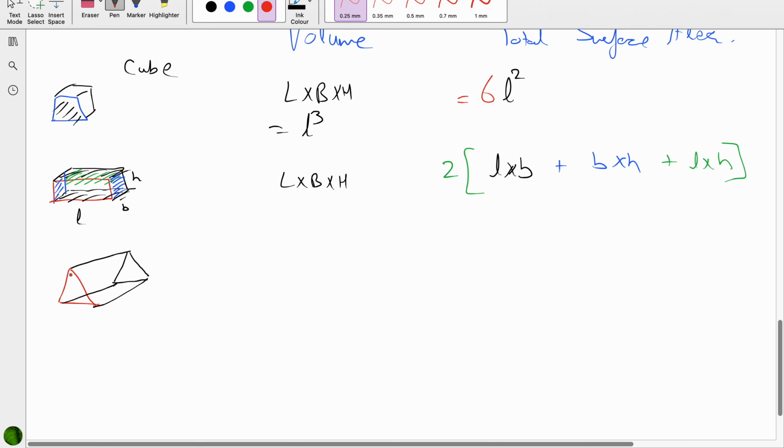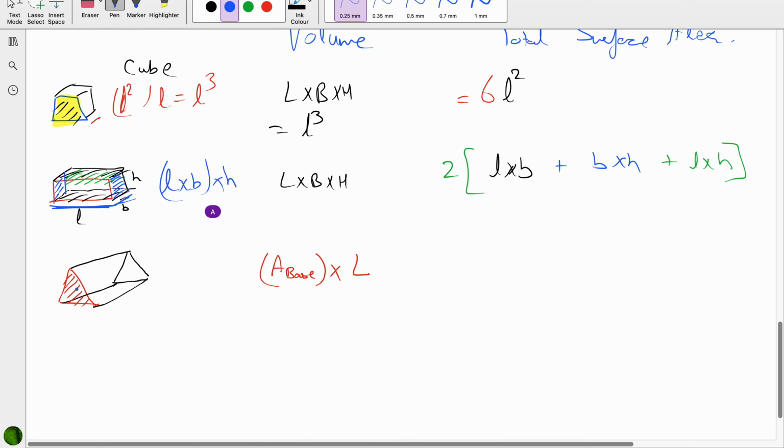In case of volume, area of base, always area of base or base area times the height or times length. But if we go back to this cube, this base area is actually length into length, which was length square, into this third part, again length, is L cube. And if we talk about the rectangular shape, base area is length into breadth, and height is h, this becomes LBH.